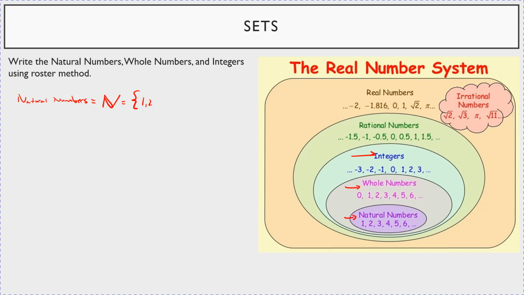So when you have a set like this, whenever you see these 3 periods after it, dot, dot, dot, you see how it's in here? What that means is it continues on forever with that pattern.